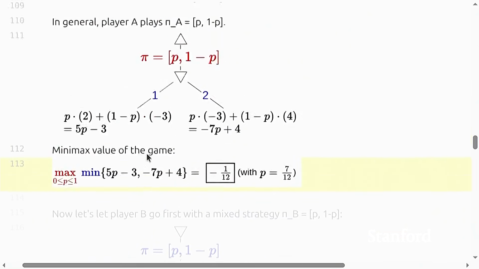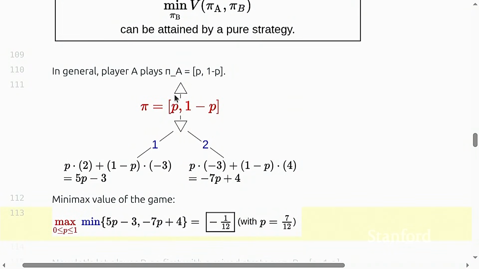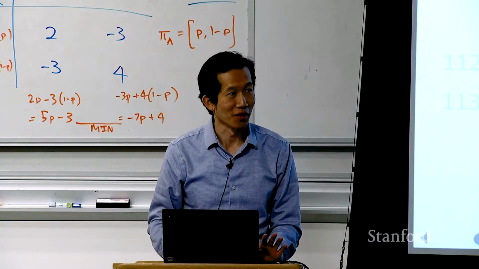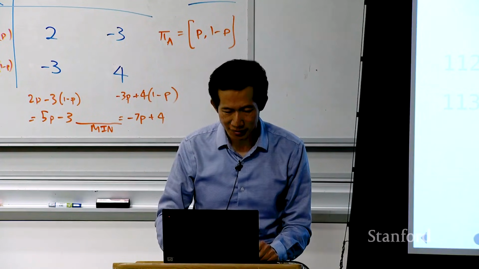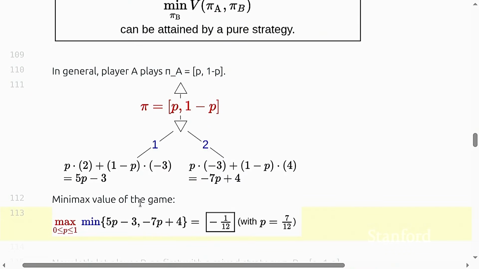So the minimax value of the game is I take a max over P, the continuous value, and then I take a min over these 2 values. It's a bit weird because I have this infinite number of actions here, but hopefully you can generalize all our intuitions for minimax into this setting. Okay, so just jumping ahead here, the way you solve one of these things is this minimum is obtained when these 2 quantities are equal.